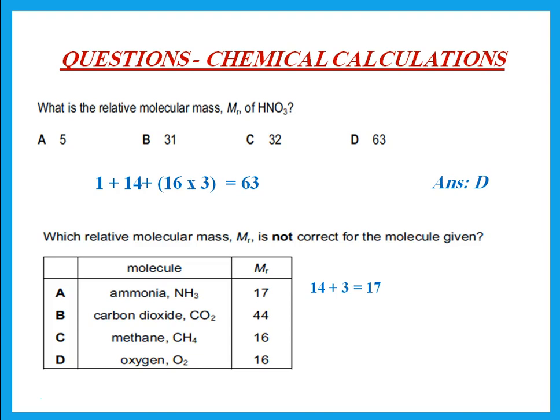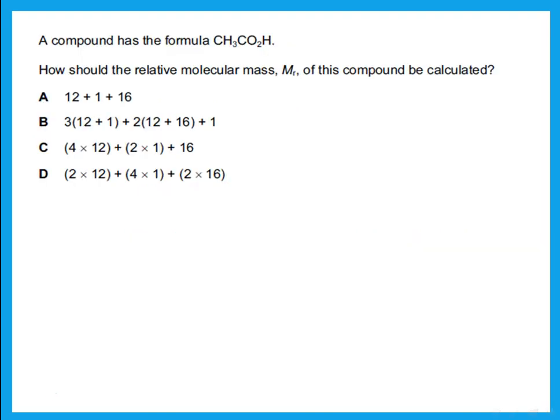Now, molecular mass of carbon dioxide. Carbon is 12, and I have 1 of them, plus oxygen is 16 times 2, so that makes 44, so it's correct. Methane is CH4. Carbon is 12, and I have 4 hydrogens, so it is 16. Now, what about oxygen? Oxygen is O2. O2 means it is 16 times 2, so that is the wrong calculation, so that's my answer.